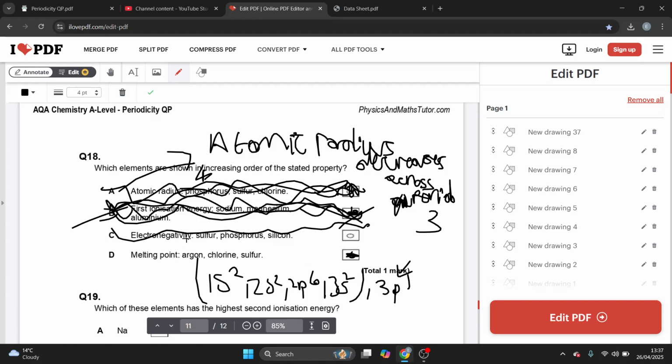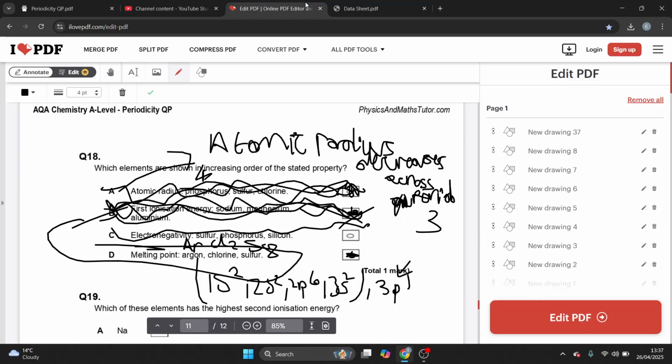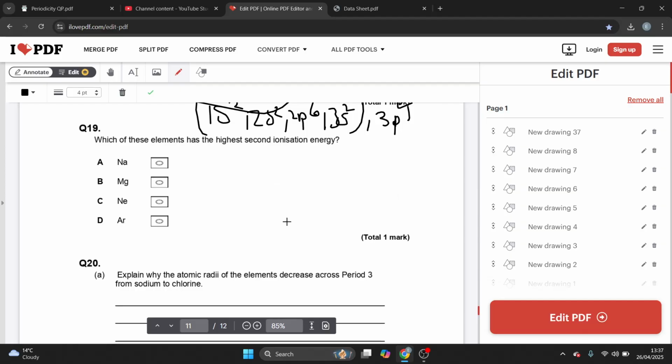And if you look at melting point, argon, then chlorine, yes, and then sulfur, perfect. Yeah, melting point does increase across period 3. It is period 3, right? Argon. Yes, it is.